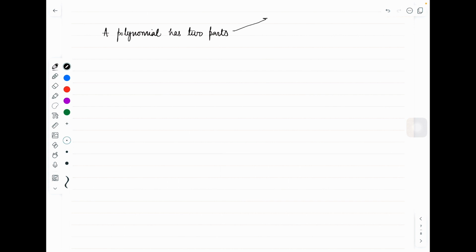Okay, what are those two parts? One is term, the other is coefficient. Actually it is not two parts also, it is the same part. Okay, I will tell you. In a polynomial, each individual expression of a polynomial, expression means algebraic expressions I am talking about.